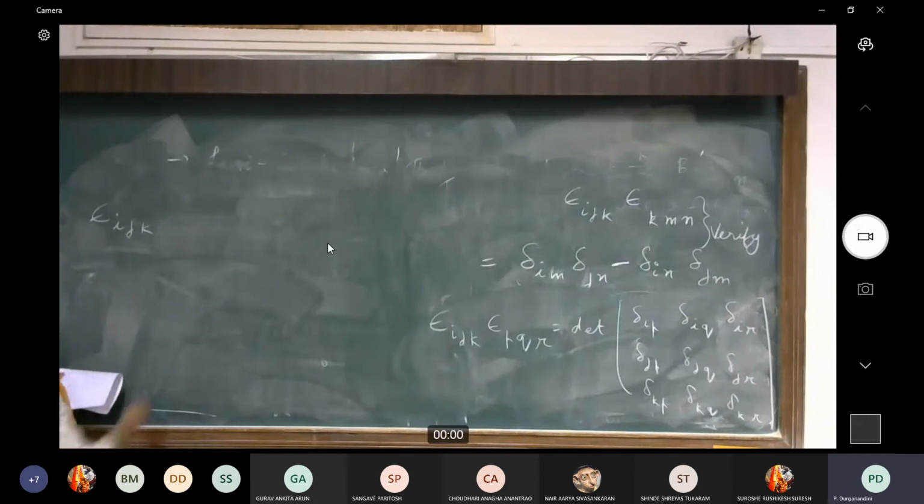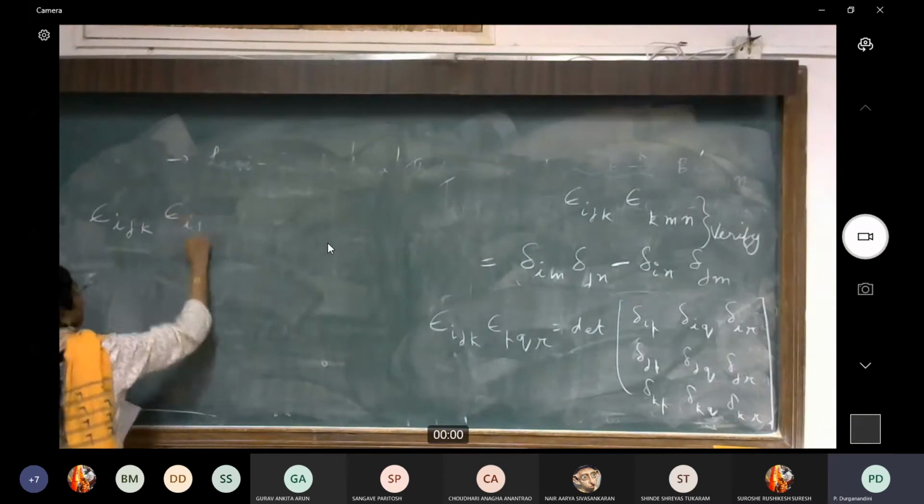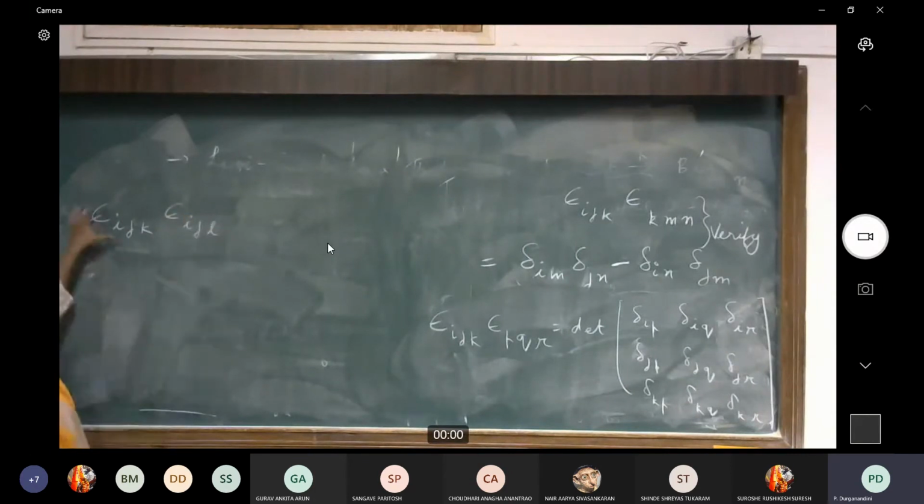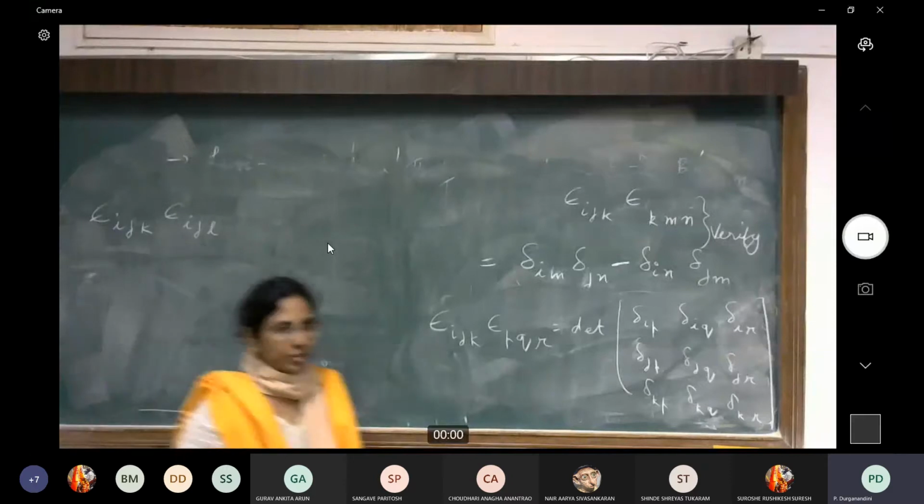So I have epsilon i j k, epsilon i j l. Here I've multiplied two third rank tensors, but I've now contracted two indices, the first index as well as the second index. So this object now, what should it transform like?